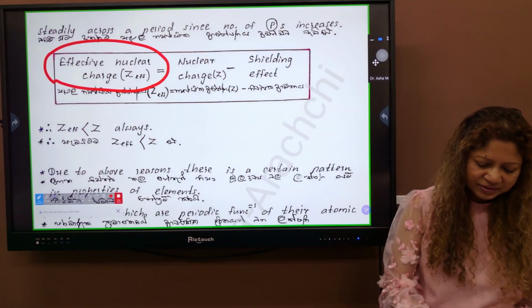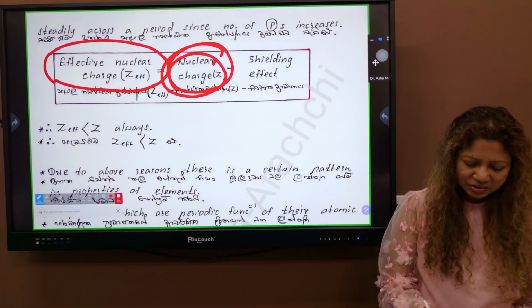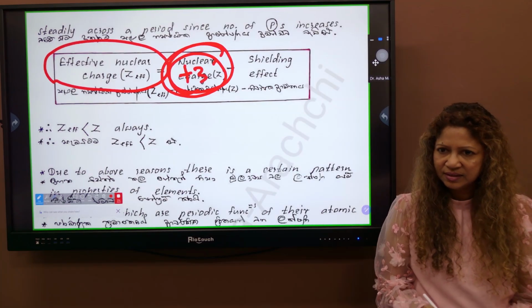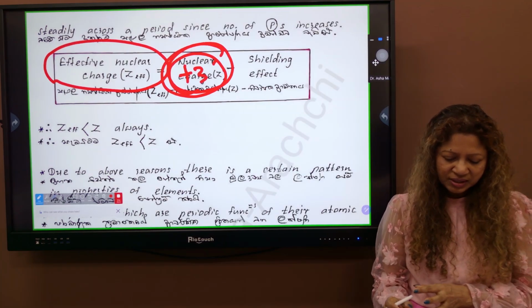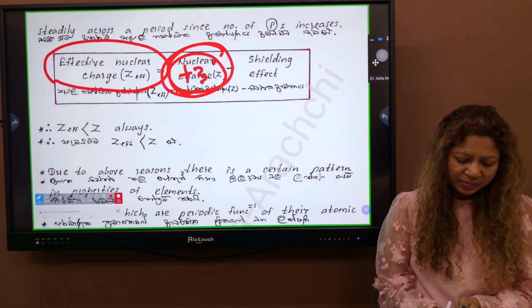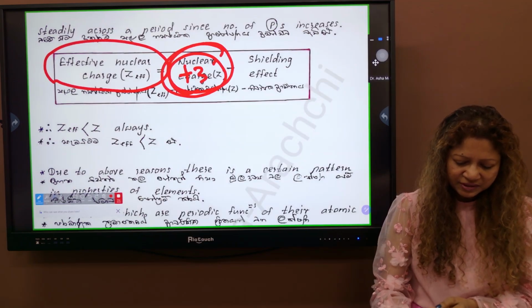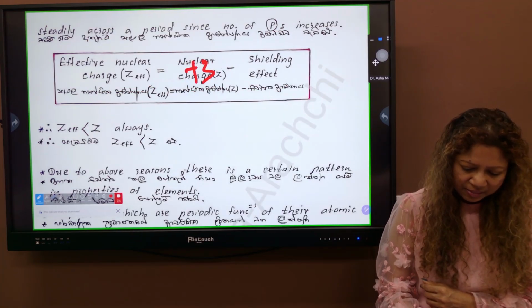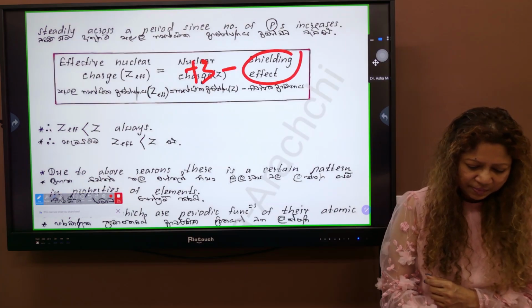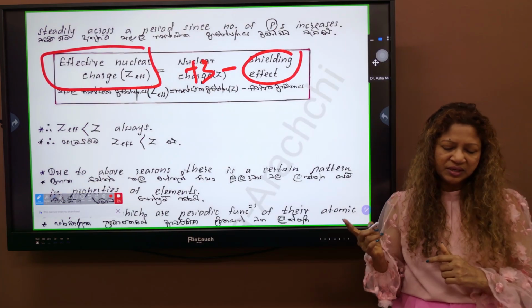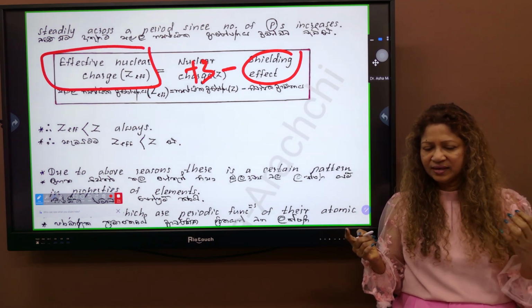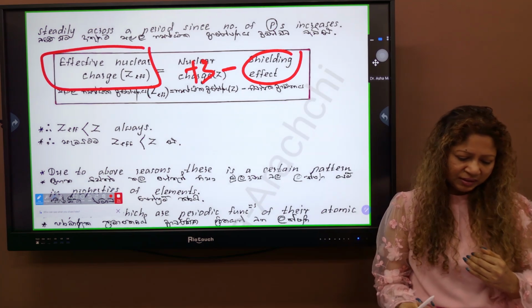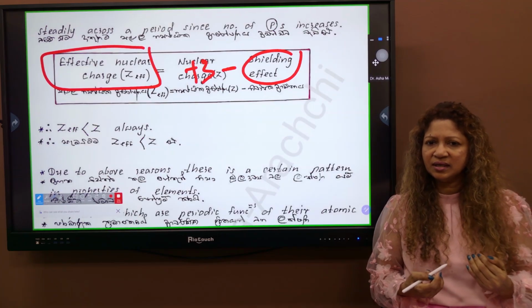The real love is the real nuclear charge, which is exactly +3. But outermost electrons don't feel the +3 because of the shielding effect. So +3 minus the shielding effect is the part that outermost electrons are feeling. That's called the effective nuclear charge.